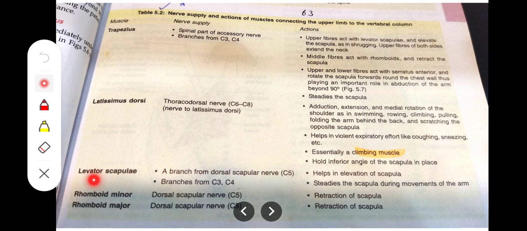So levator scapulae, as the name indicates, will be elevating the scapula, right? And the rhomboid major and minor will be retracting the scapula just along with the trapezius as well. So these were the important muscles, उनके attachments, उनके nerve supply और उनके actions.